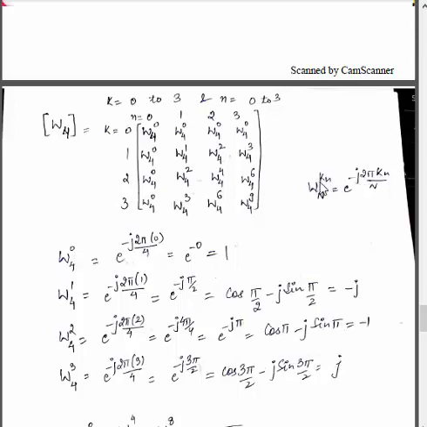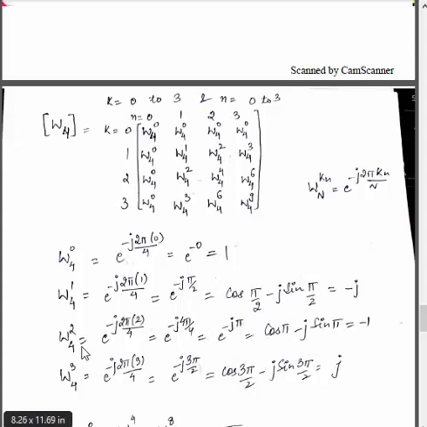According to this, kn is 0, that means e raised to power minus j 2 pi 0 by 4. Capital N is 4, and e raised to power 0 is 1, so twiddle factor 0 value is 1. Next is twiddle factor 1, that is e raised to power minus j 2 pi 1 by 4, that is e raised to power minus j pi by 2. By Euler's identity, it becomes cos pi by 2 minus j sin pi by 2. Cos 90 is 0, sin 90 is 1, so it becomes minus j.